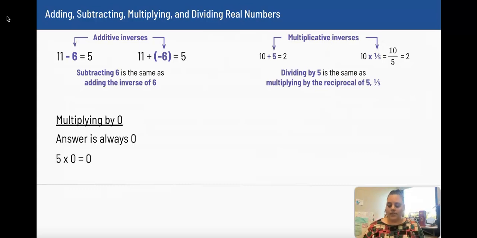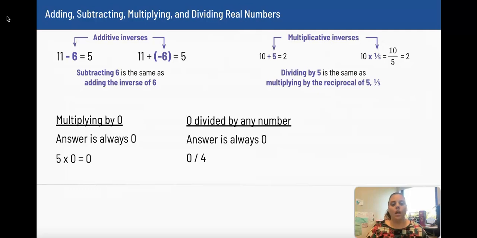Here are those 0 rules again. Multiplying by 0, the product of 0 and any number is 0. So that's like 5 times 0. 0 divided by any number, so that's the quotient of 0 and any number. You might also see it written as 0 over 4, like a fraction.